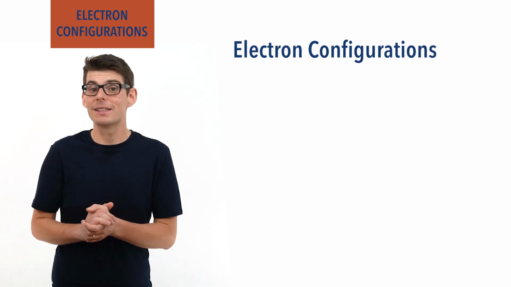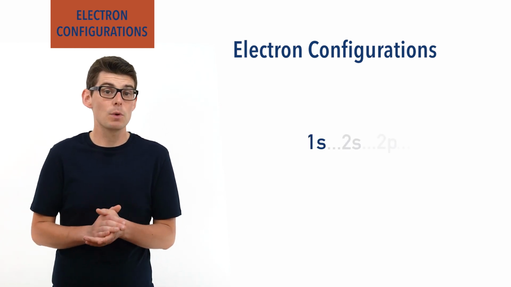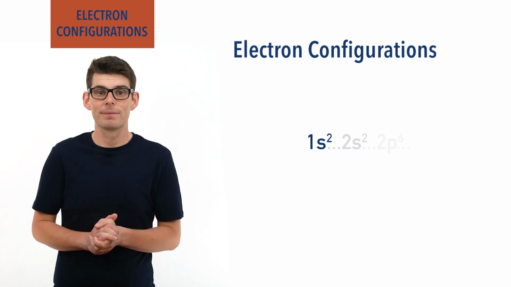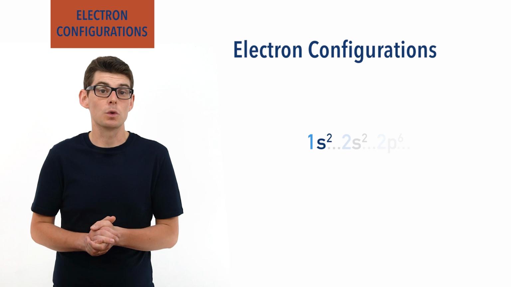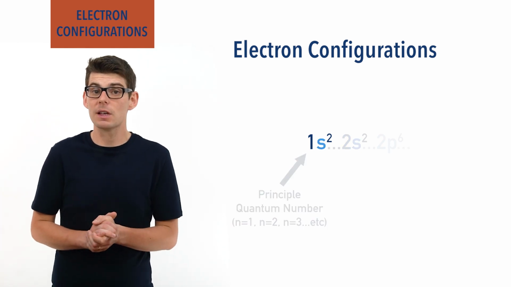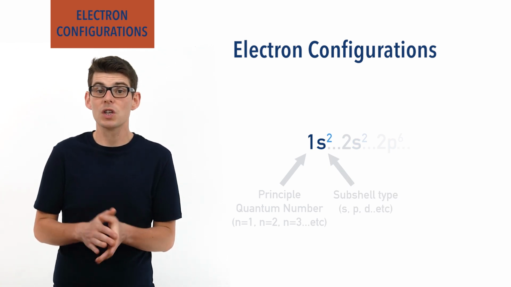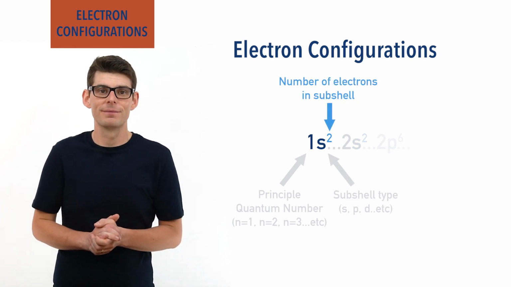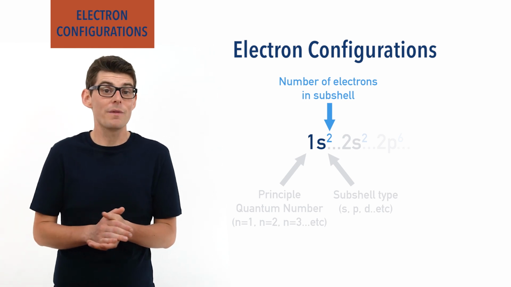Electron configurations tell us how many electrons are in each energy level and subshell within an atom. They are written in a standard repeating format with a number, letter, and small superscript number. The first number represents the energy level, sometimes also called the principal quantum number. The letter represents the subshell, and the superscript number the total number of electrons within that subshell. They are always written in the order the subshells are filled within an atom.